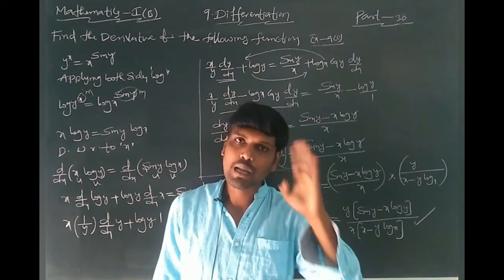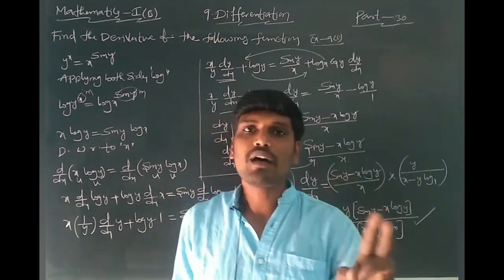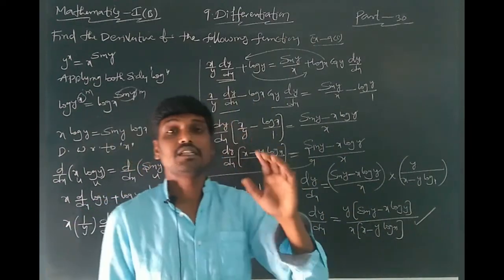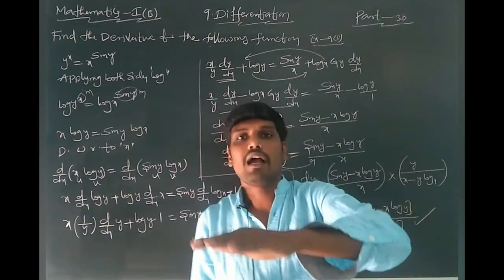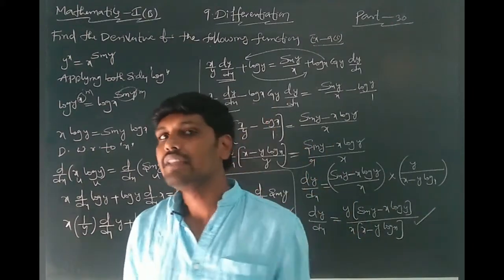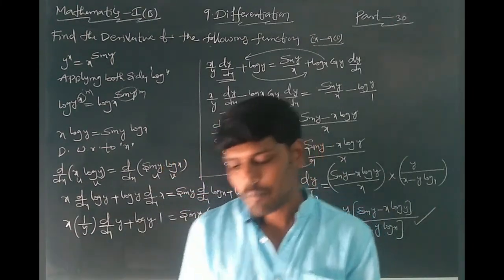In this model, problems come for 4 marks or 7 marks in the IP examination. Especially in this implicit method, at a time, the logarithmic method is very useful. You can find the differentiation.